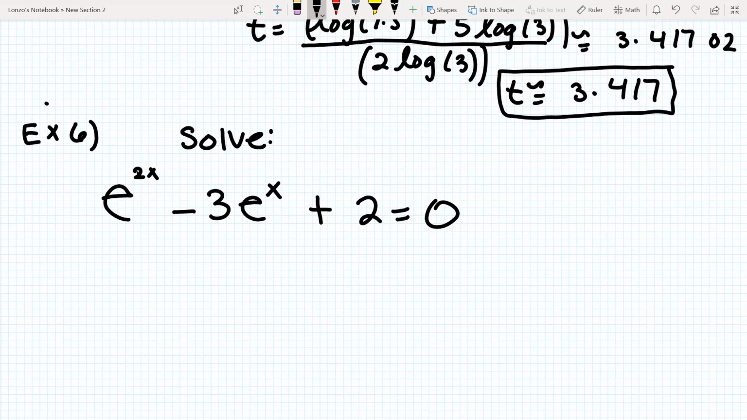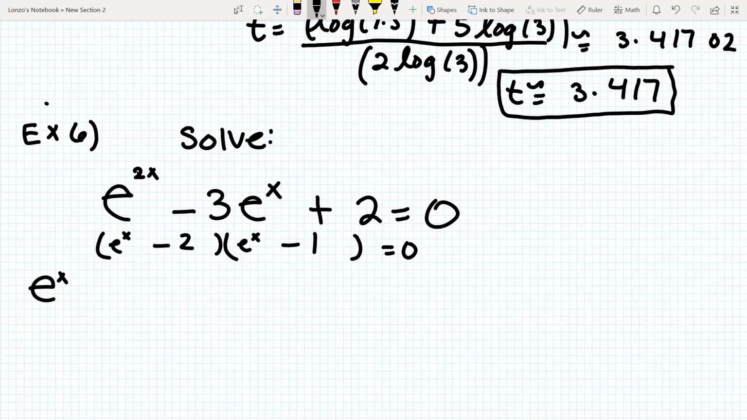Honestly, some people could just figure out that you can factor this. It would be e to the x, and then two numbers that multiply to give positive 2 and add to give negative 3 e to the x. That would be negative 2 and negative 1, equals 0. Then you can set each factor to 0 because you want to solve for x. So e to the x minus 2 equals 0, and e to the x minus 1 equals 0.